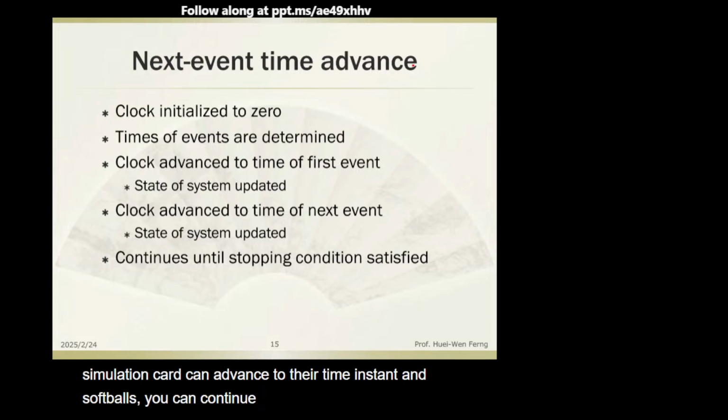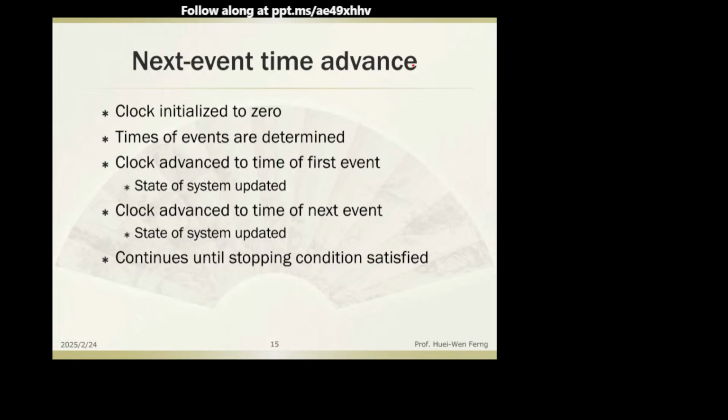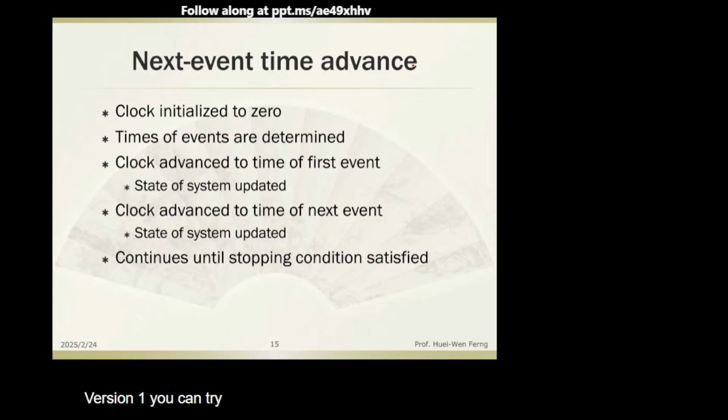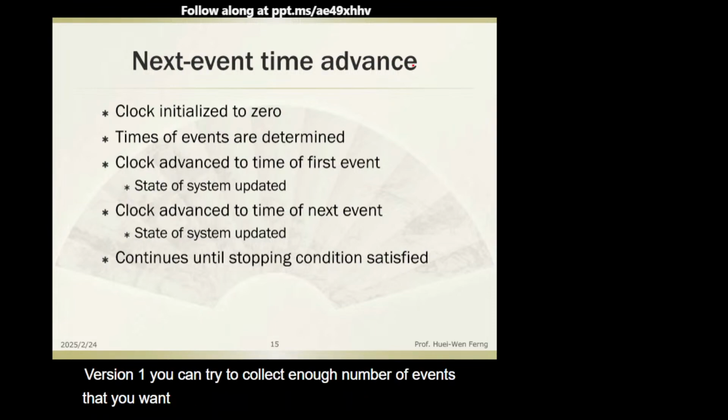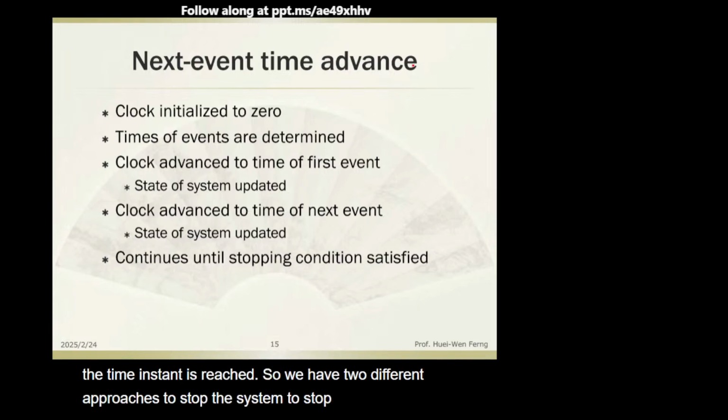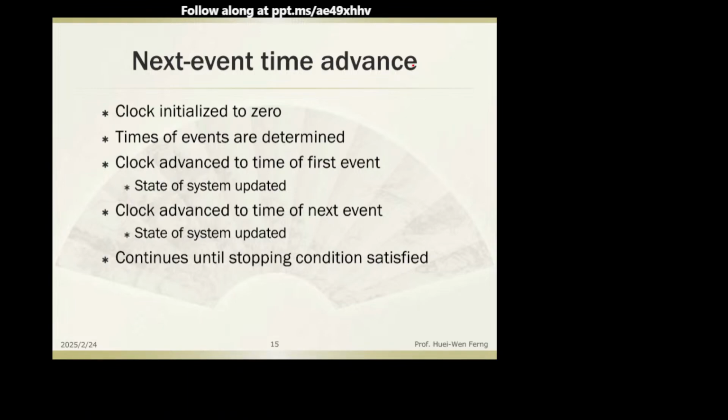And finally, if you think about the measure, maybe you can collect enough events and then you want to stop. Or maybe you can set a time to stop. So later we will have two versions. Version 1, you try to collect enough number of events and then measure. Or maybe you want to stop when the time instant is reached. So we have two different approaches to stop the simulation. But currently we talk about next event time advance.